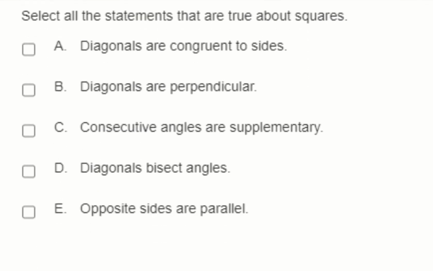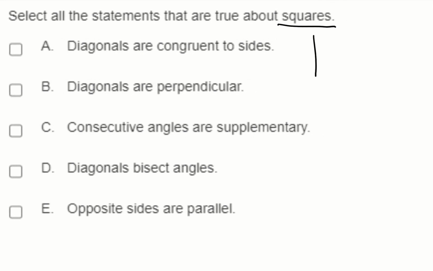Select all the statements that are true. So we're talking about squares here. Diagonals are congruent to sides. Is that true for a square? Well, if this is, for example, 1 on each side, the diagonal right here in purple is clearly not the same length as the sides. So that is not true. The diagonals are not congruent to the sides.